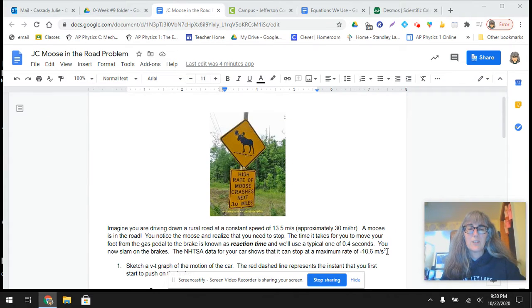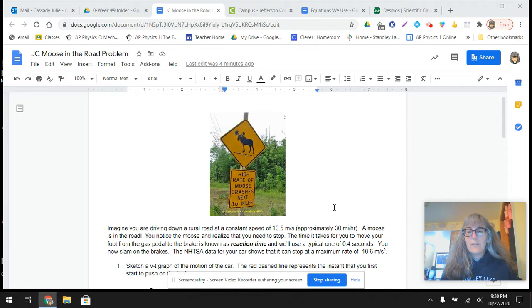All right, today we're going to talk about the moose in the road problem, which is really about reaction time and stopping distance. So imagine you're driving down a rural road at a constant speed of 13 meters per second, which is about 30 miles an hour, and a moose is in the road. You notice the moose and realize that you need to stop, but you can't just stop instantly.